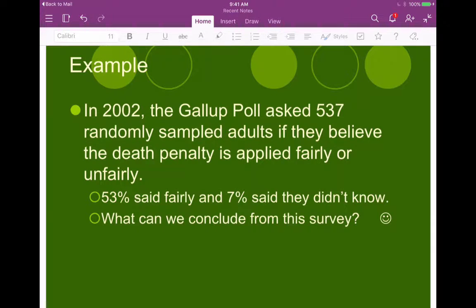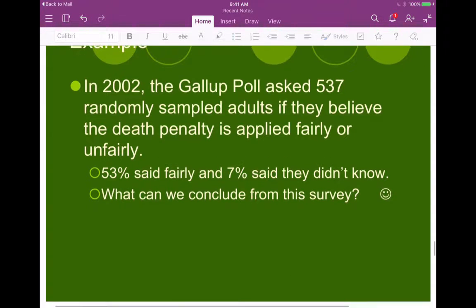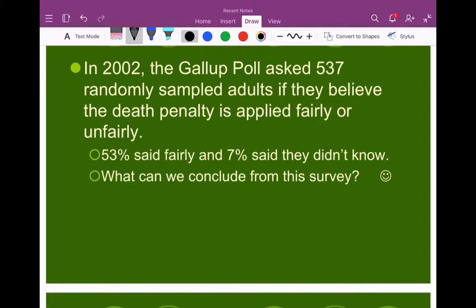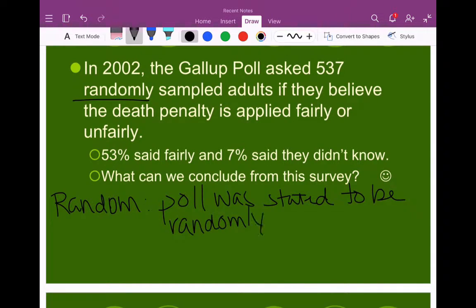Well, before we can do anything to try and conclude anything from this survey, we have to check our assumptions and conditions. So we have two assumptions. We have the independence assumption, of which we need to make sure that it is plausible that they are independent. And in this particular case, it does seem plausible that one person's response will not necessarily affect another person's response. Then we need to check that they were randomly assigned. So in this case, we need to state, so they specifically told us that it was randomly sampled. So the poll was stated to be randomly selected.